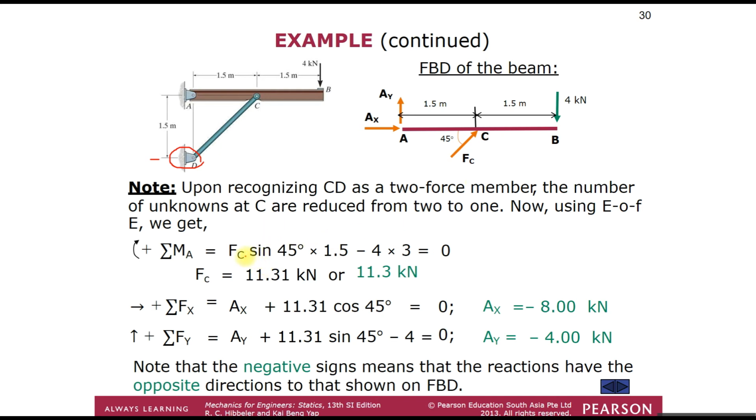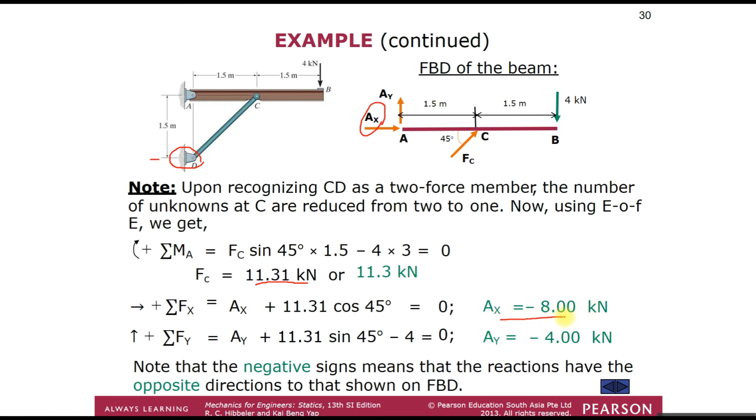So we have the equation, we can straight away solve FC, and we get the value at 11.31 kilonewton. And from there, since we already know FC, we can solve the summation of forces at the x-axis. We don't know the value of Ax, but we do know the value of FC, since we already solved it in the first equation. So we can use 11.31 kilonewton cos 45, summation equals 0, then we will get the value of Ax at minus 8 kilonewton.